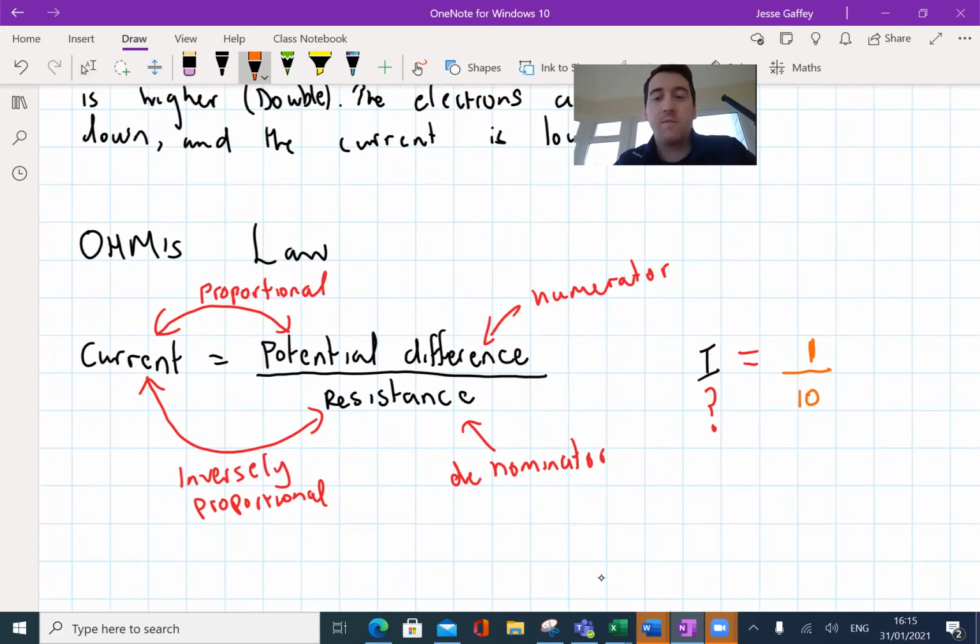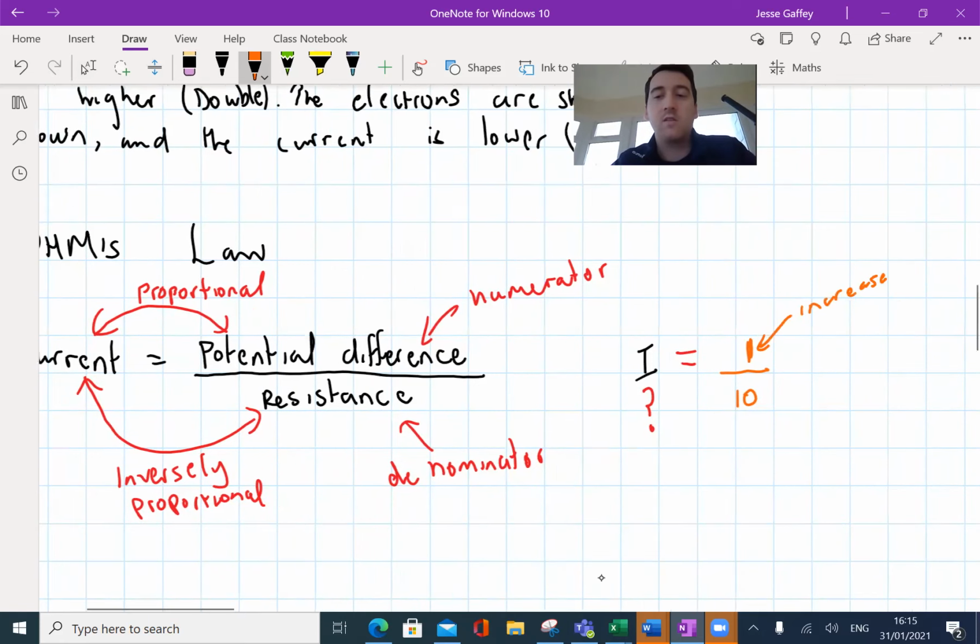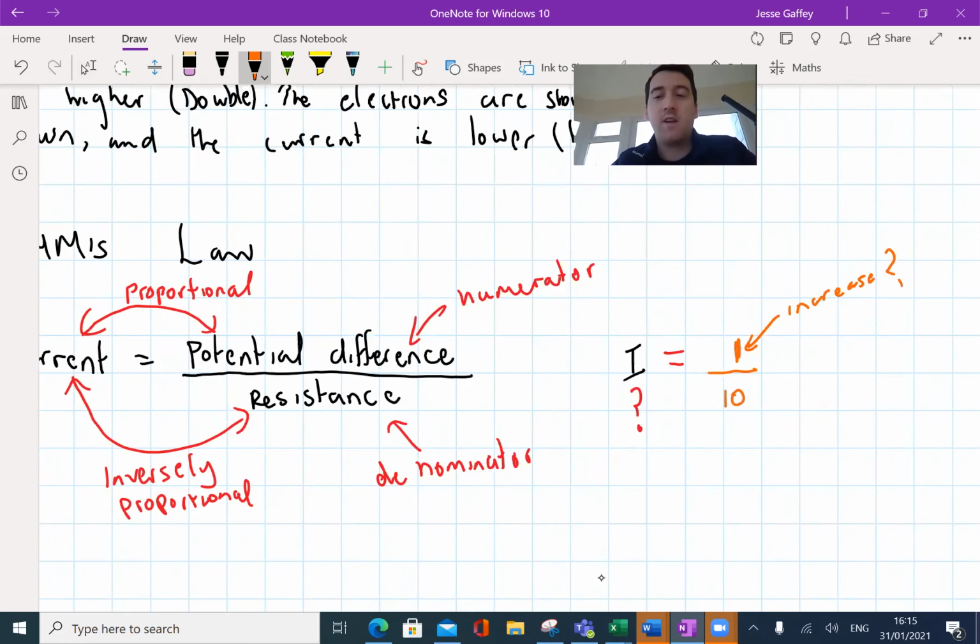Quite a small number. Now, what happens if I increase this? Say we're going to double the potential difference. We're going to leave the resistance the same. Well, then it becomes 2 over 10. So we're going to say I now is equal to 2 over 10. Which is a bigger current, 1 over 10 or 2 over 10? Hopefully you realize that 2 over 10 is a bigger number than 1 over 10.